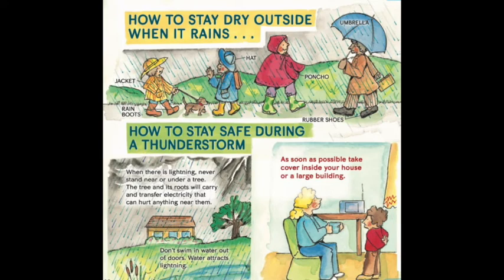How to stay dry outside when it rains. A jacket, rain boots, hat, poncho, rubber shoes, and of course, an umbrella. How to stay safe during a thunderstorm. When there is lightning, never stand near or under a tree. The tree and its roots will carry and transfer electricity that can hurt anything near them. Don't swim in water out of doors. Water attracts lightning. As soon as possible, take cover inside your house or a large building.